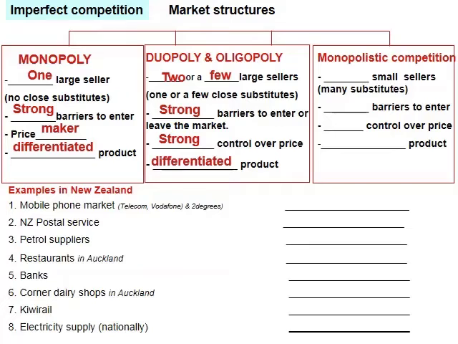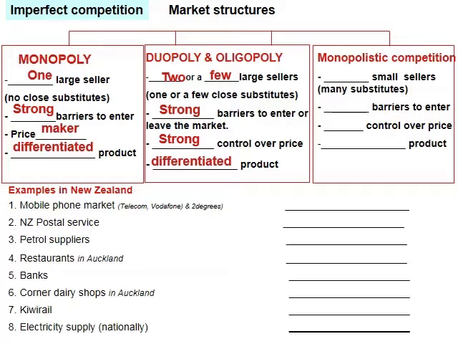Banks are a good example of this. In New Zealand and most countries, you've got a few big banks, and basically they have strong control over their prices, and they offer a differentiated product, different services, different accounts, etc.